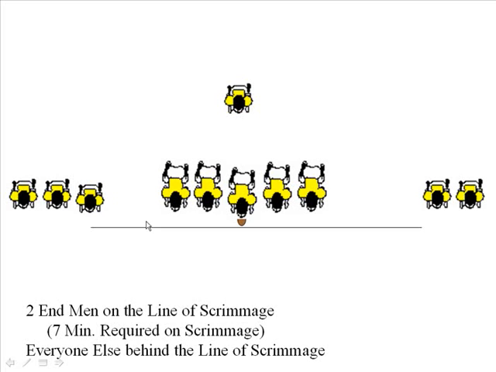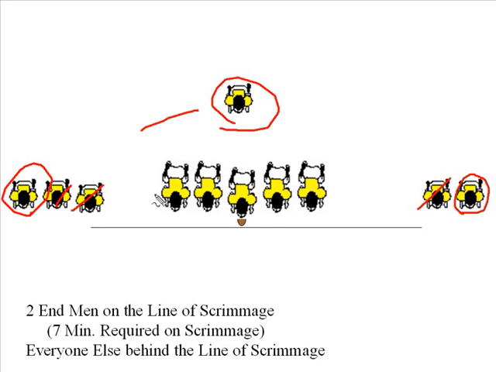Now, what if you have this? This is totally legal. You can have 10 men on the line of scrimmage, 1 in the backfield. Who are the eligible receivers here? Well, the answer is that you have the backfield player as well as the 2 men on the ends. Everyone else would be ineligible.